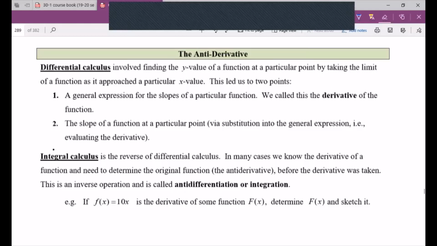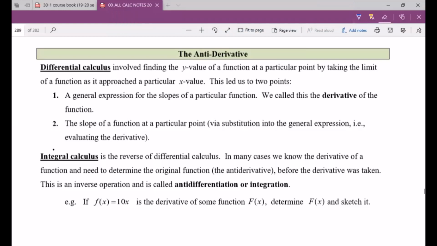All right, so here we're going to begin this new chapter. This is chapter 6, unit 6, and it's called integration. We're going to start off this 6.1 with this idea of the antiderivative.